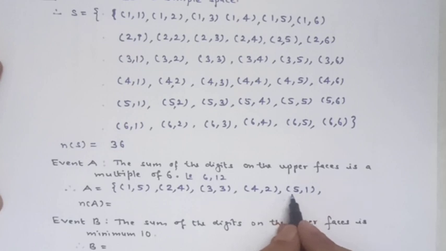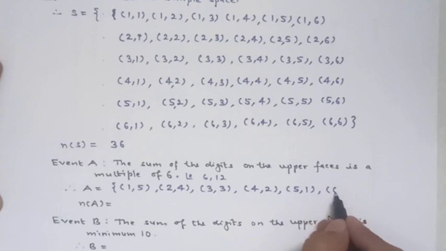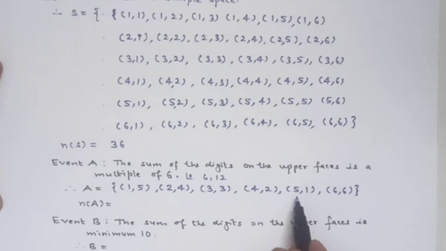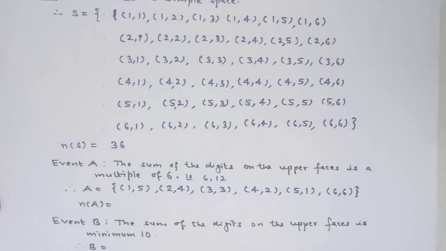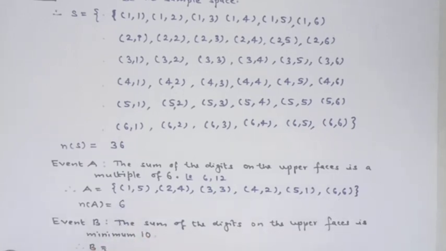First case is over. Now the second case, when the sum is 12, there is only one choice, 6 and 6, because for other cases you cannot have it. When you are having 5, you cannot get it. 4, 3, you try any one, it is not possible except 6 and 6. So 6 and 6 is 12. So you got 6, you got 12. Now count the number of sample points: 1, 2, 3, 4, 5 and 6. So you have nA as 6.